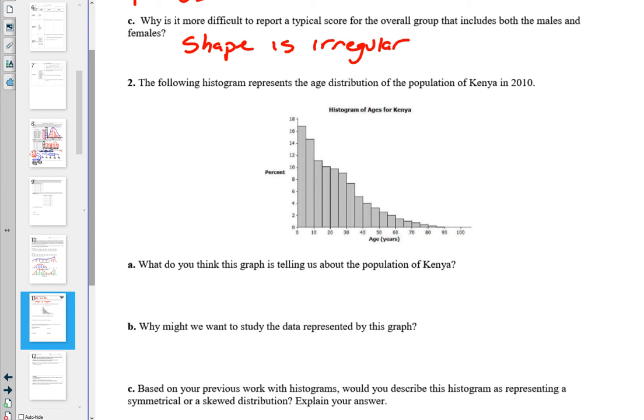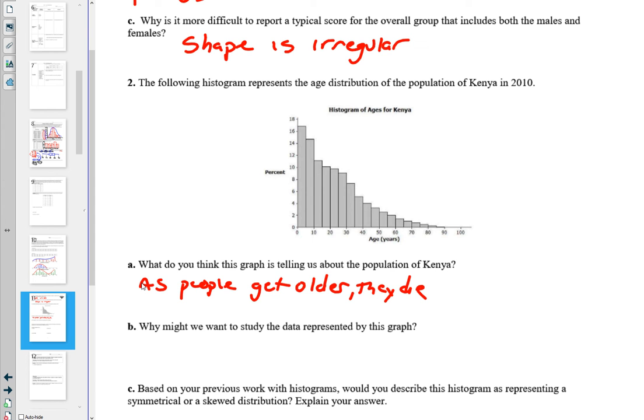Let me ask you a better question. I know this says Kenya, but I would expect to see this type of shape anywhere you look at it. Because what tends to happen to people as they get older? Yeah, they die. They stop existing. So that's what this is telling me. What do you think this is telling us about the population of Kenya? As people get older, they die.